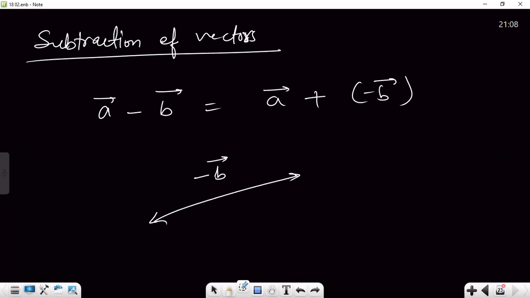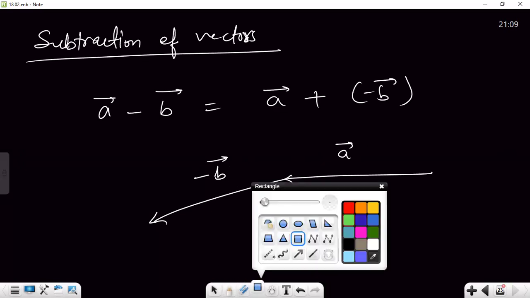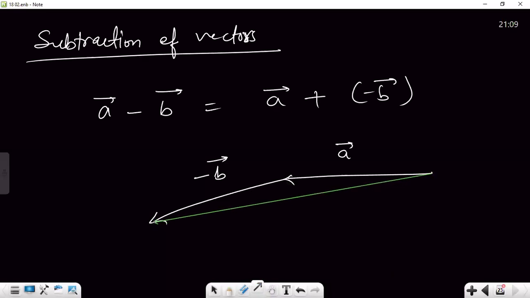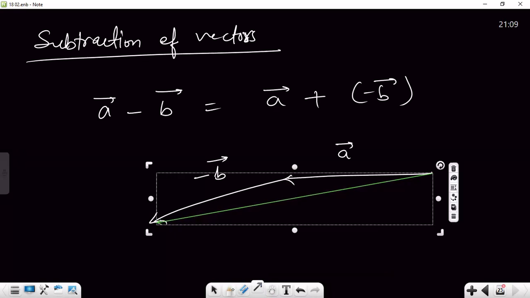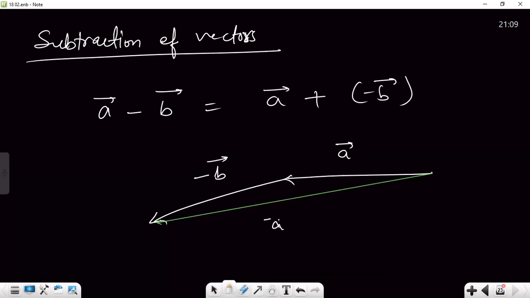Change the direction. That will be minus B vector, and add it with the A vector. Let's say A vector is this. Then A minus B vector will be, we are adding these two vectors. So the vector in its opposite cyclic direction will be the addition of both of these two vectors.